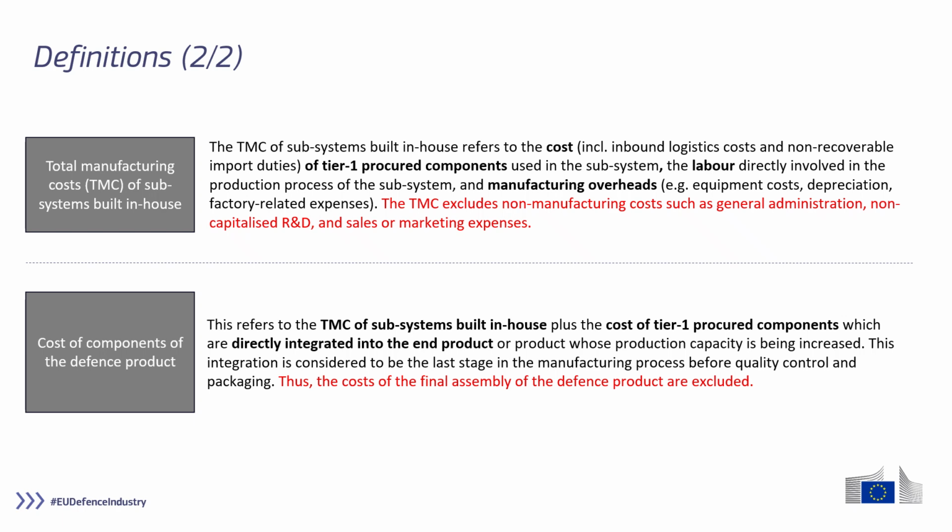The TMC feeds into the concept of the cost of components of the defense product. This is the sum of the TMC of subsystems built in-house plus the cost of Tier 1 procured components which are directly integrated into the end product or the product whose production capacity is being increased. This integration is considered to be the last stage in the manufacturing process before quality control and packaging. That means that the costs of the final assembly of the defense product are excluded.